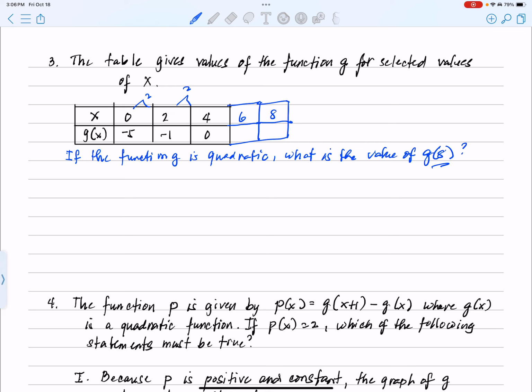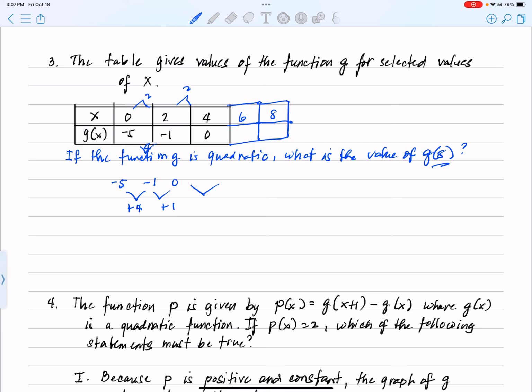So what we're going to do is try to get the difference and see how it is decreasing. Let's say here, -1 minus -5, that would be equal to 4. I have to do it here so that it will be clear. 0 minus -1, I have a positive 1.